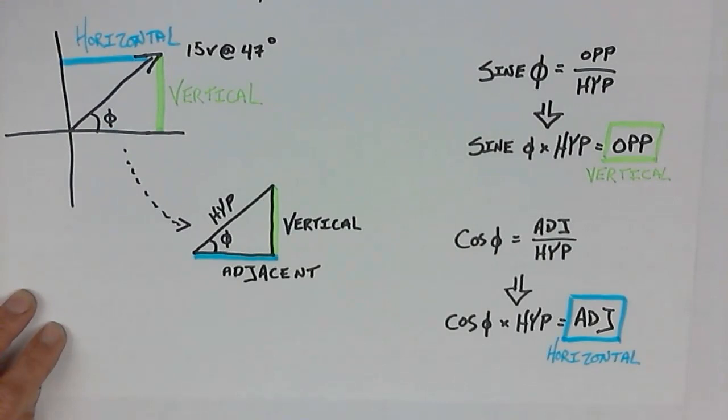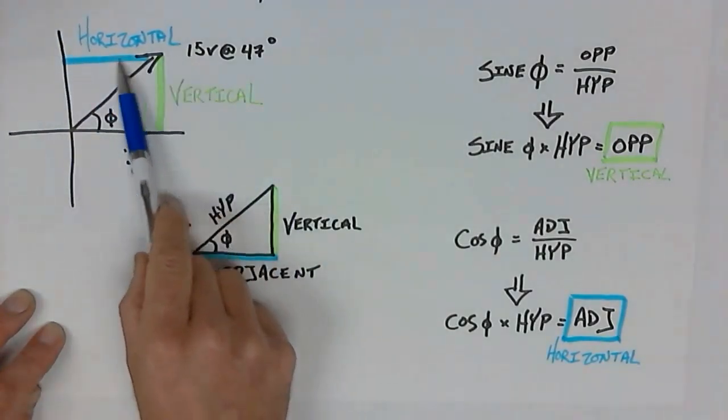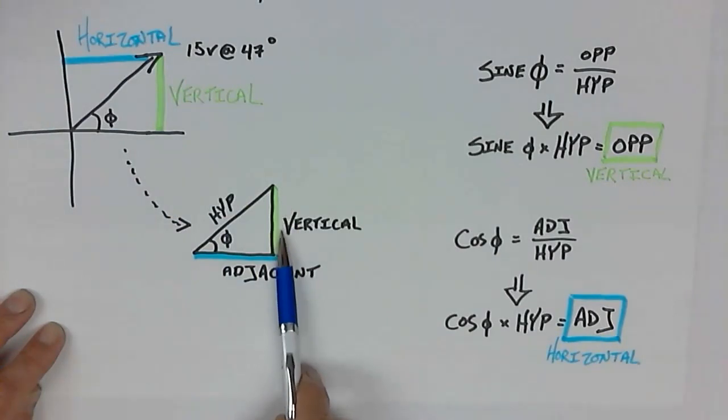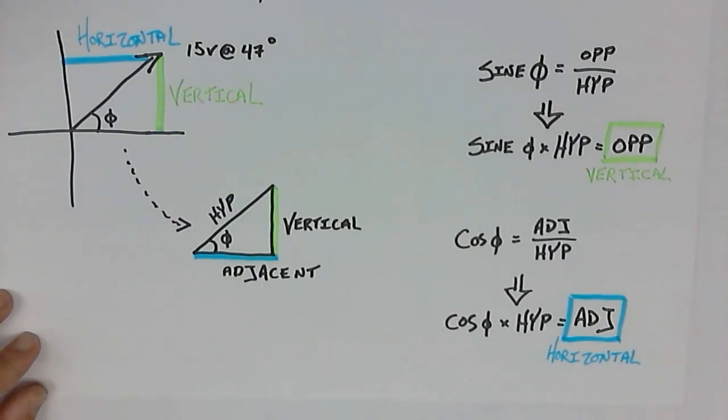So how is that then going to be used in the complete sequence? What are we going to do with this? Well, however many phasors I want to add together, I need to know all of their verticals and all of their horizontals. And then it becomes a simple process of adding all the horizontals and adding all the verticals.